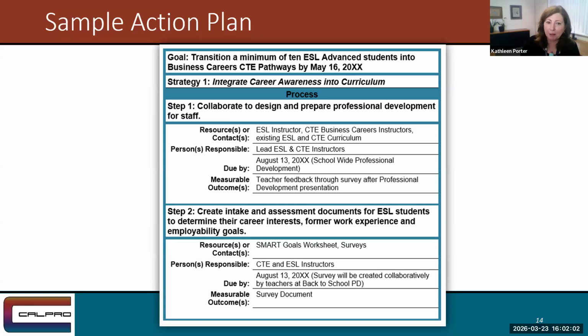Maybe we could start in smaller chunks to make it a little friendlier. So let's just look at the goal. What do you think about the goal? Transition a minimum of 10 ESL advanced students into the business careers CTE pathway by May. So how does that look? Is there anything you would say about that?